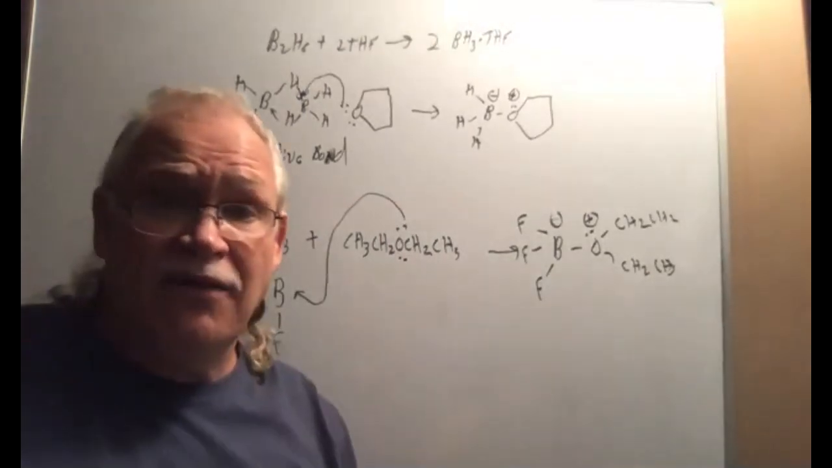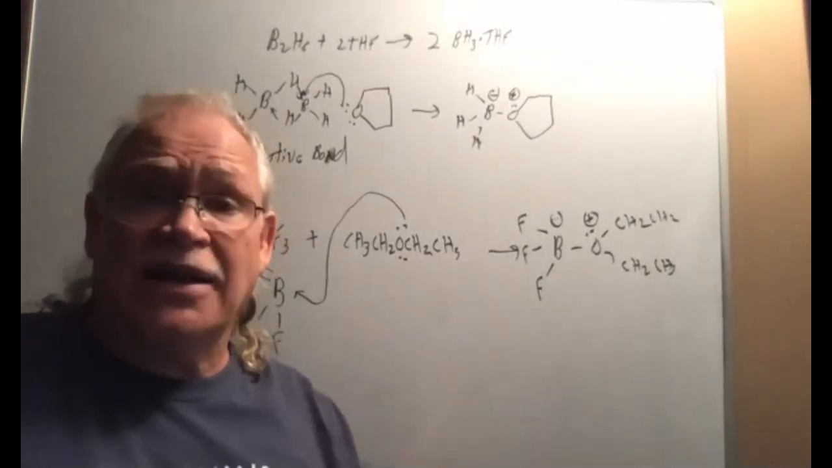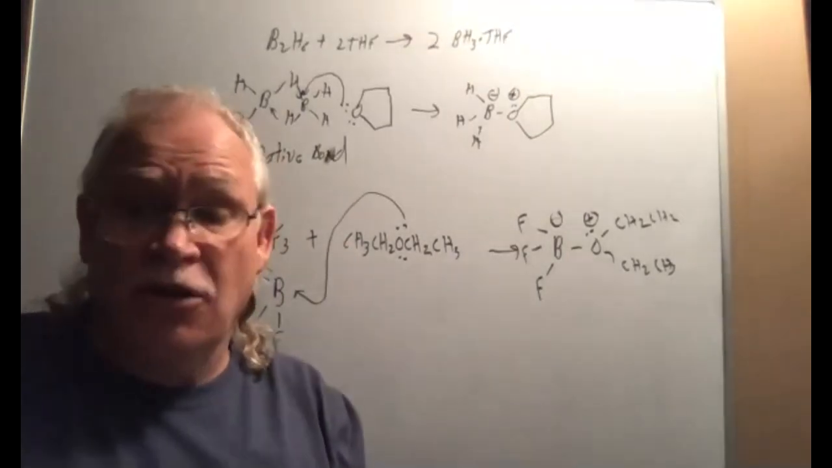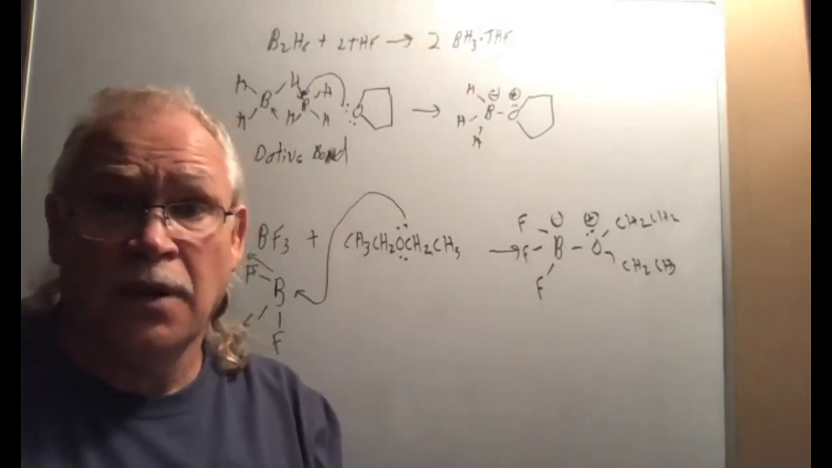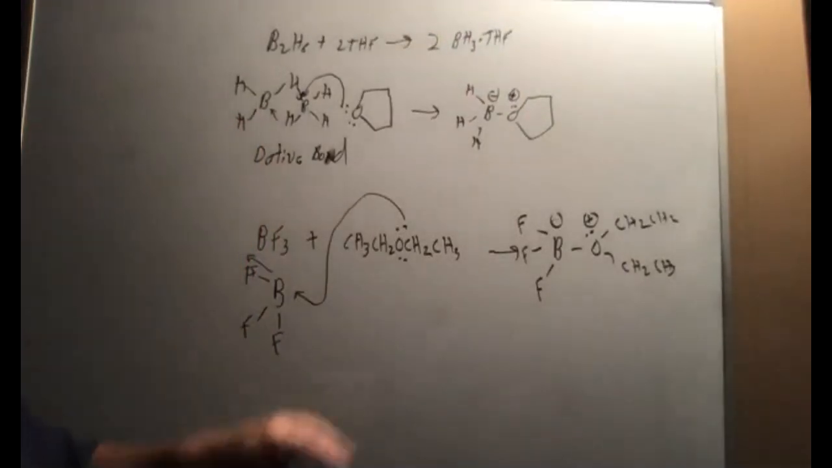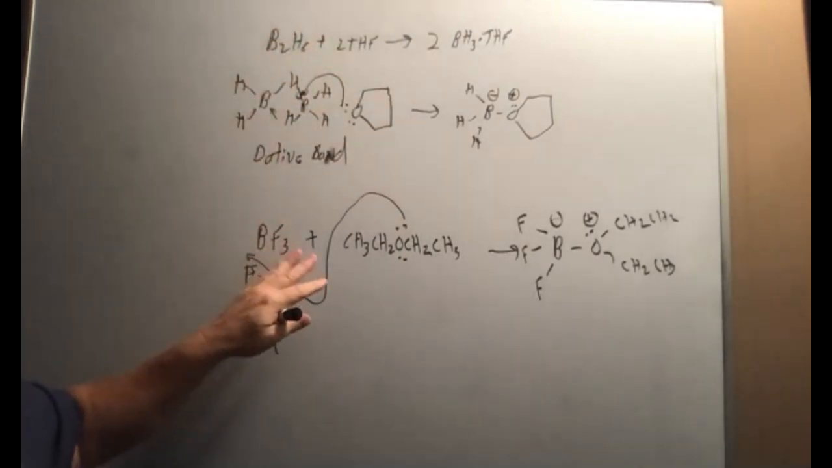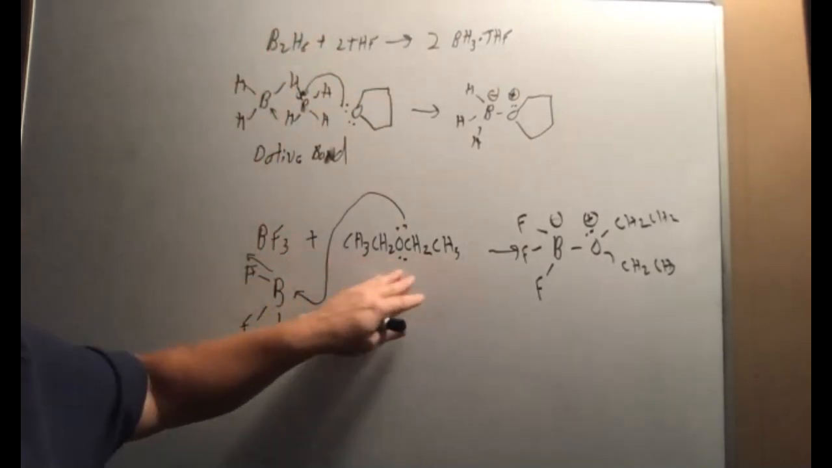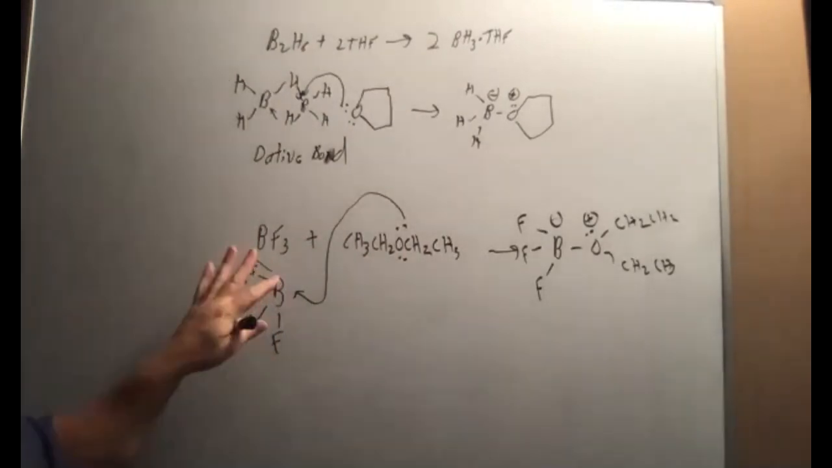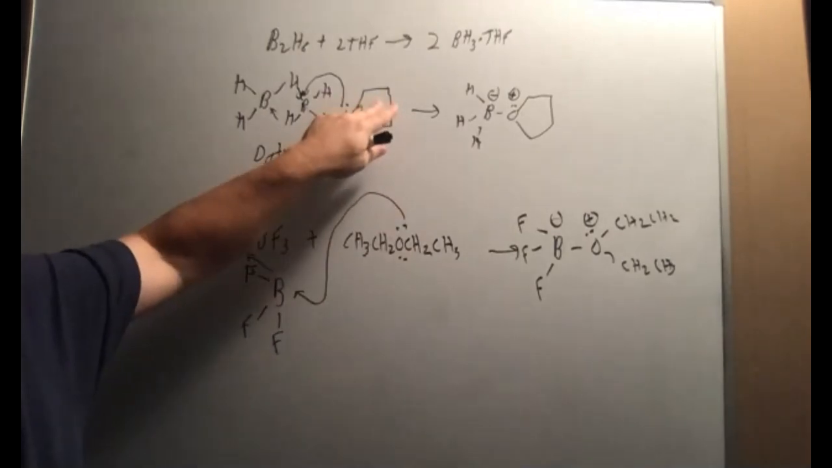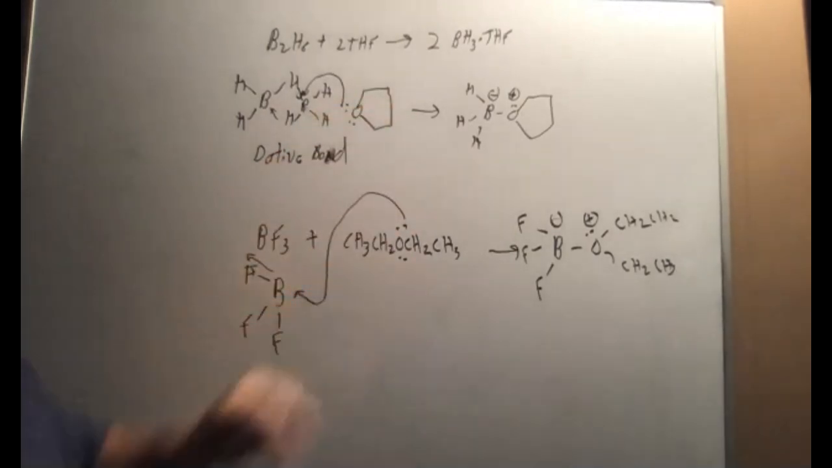So those two reasons explain why BF3 is more reactive than the B2H6: the lack of a dative bond and the fact that it's got electronegative atoms on it. Now that is actually the easier of the two questions. Now the other question. Notice that this ether will react with both compounds, but this ether will only react with the more reactive boron compound. So this ether is much more reactive than this ether.